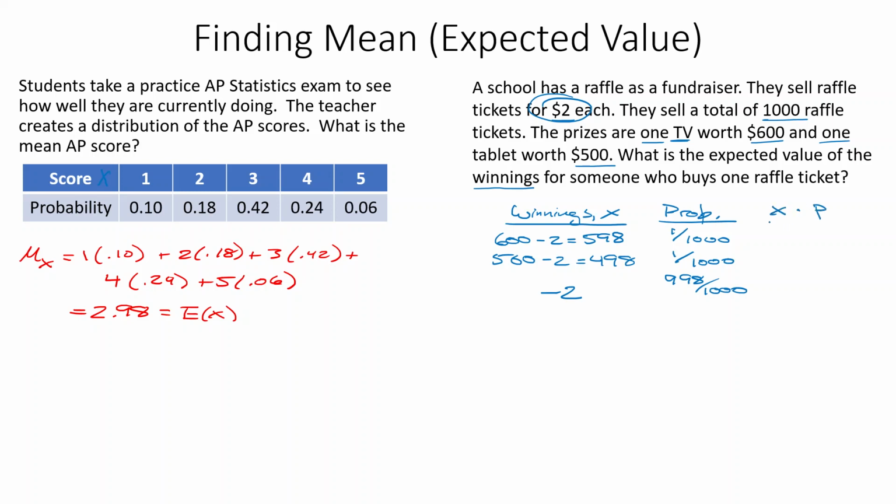So I'm just going to add in this extra column, x times p. So we're multiplying across here. This times this equals 598 over 1,000. This times this equals 498 out of 1,000. And this times this equals negative 0.1996 out of 1,000. All right, now we just want to add all those up.